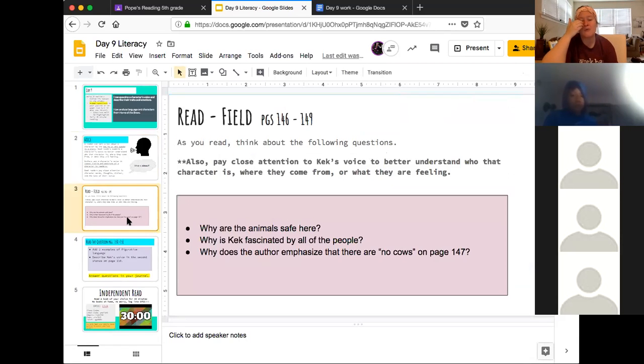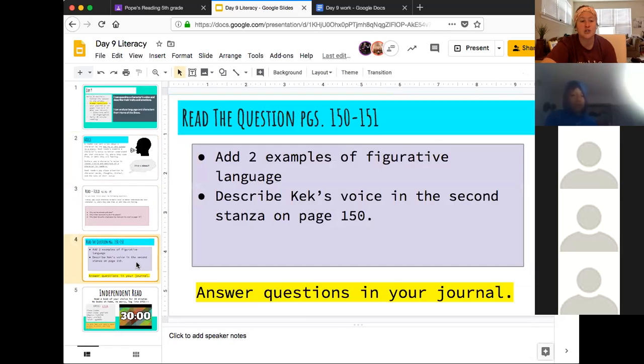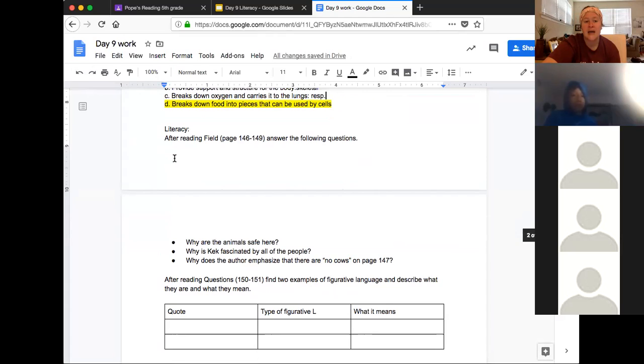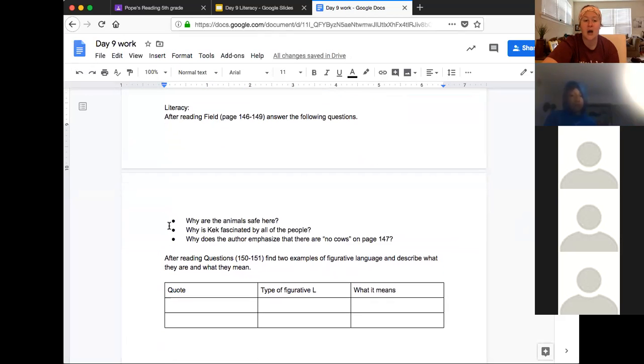Okay. So yesterday we read 2 or 3 chapters and answered a few questions. These next couple slides are in my day 9 work. So I'm going to flip to that page. It says after reading the chapter Field Trip, which is 146 through 149, we're going to answer the following questions together. I want to know, why are the animals safe here and where is here? Why is Keck fascinated by all of the people he's seen? And why does the author emphasize that there were no cows on page 147?